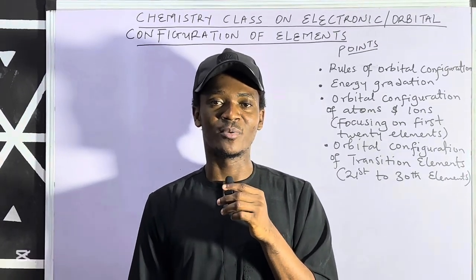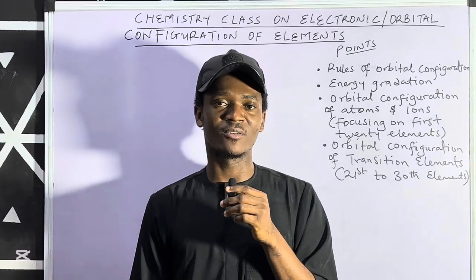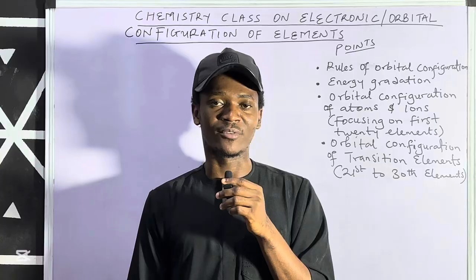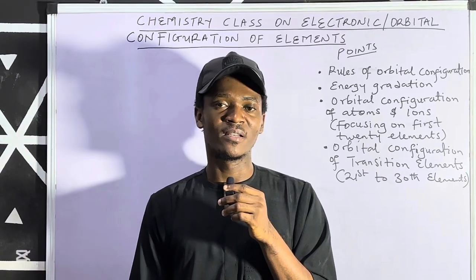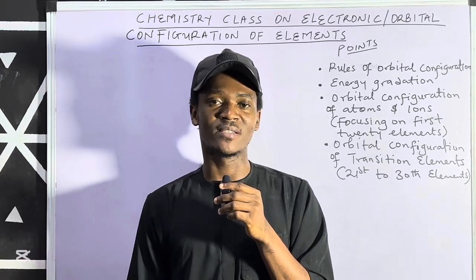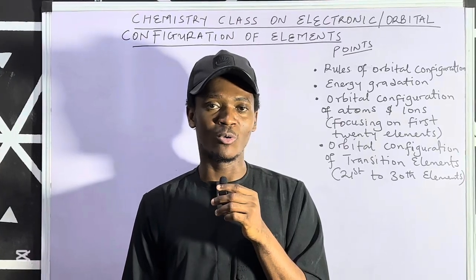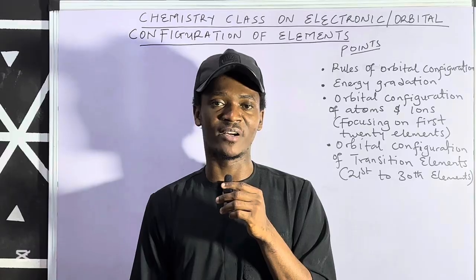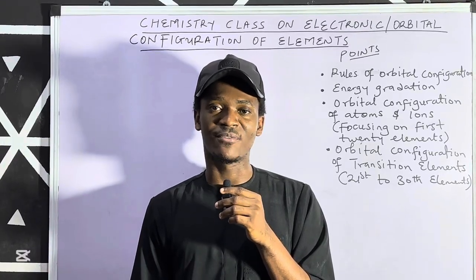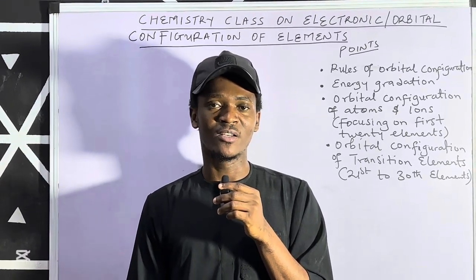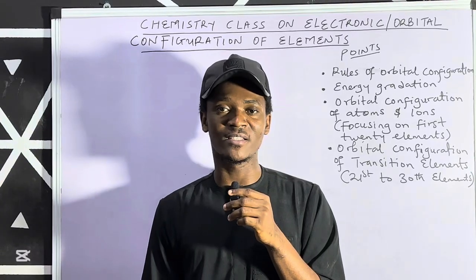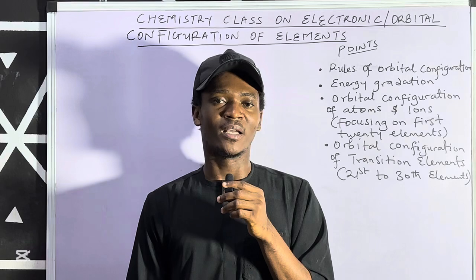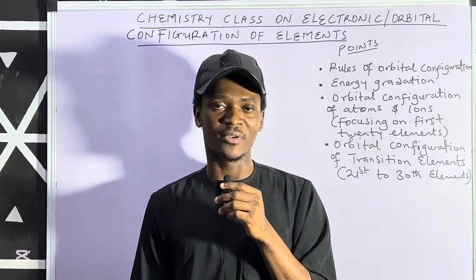This time we are going to be looking at a chemistry class on electronic configuration of elements. Now this area of chemistry is very important, especially for those students that would be preparing to write O-level examinations. This aspect of chemistry is very vital, and some students find it very challenging. So it's my hope that immediately after this video lesson you should be able to attempt questions with regards to electronic configuration of elements.